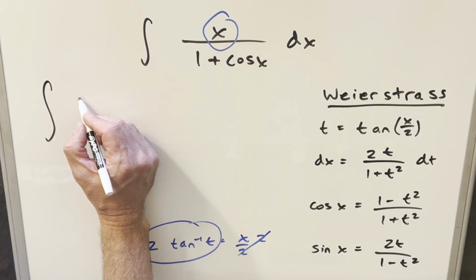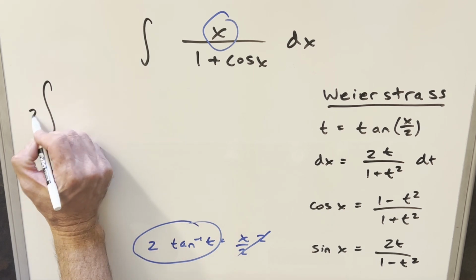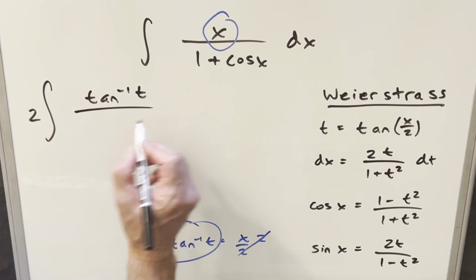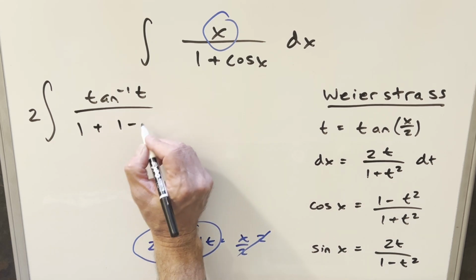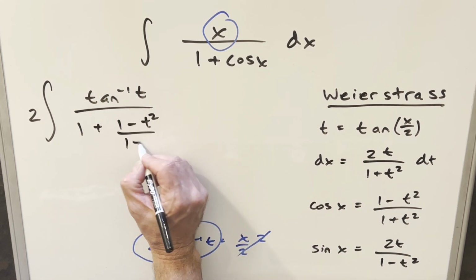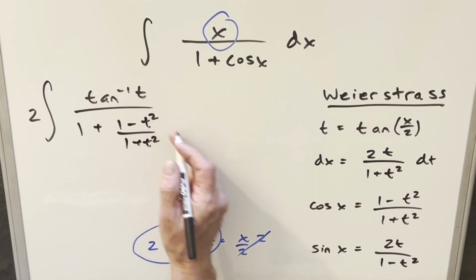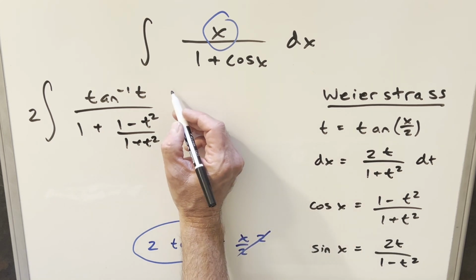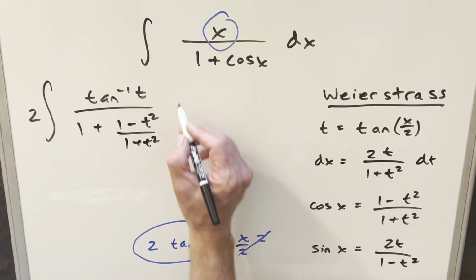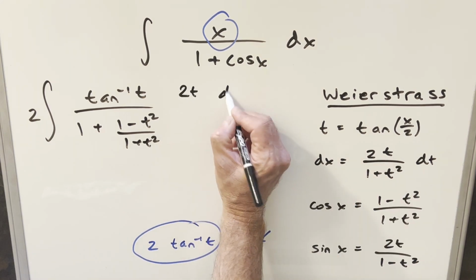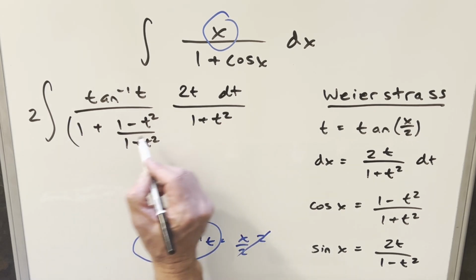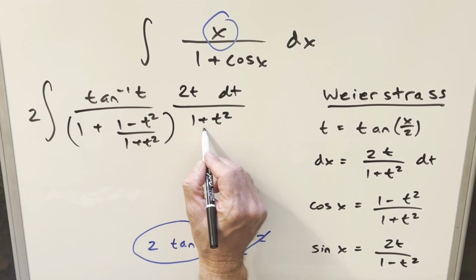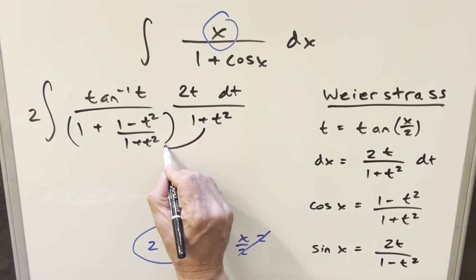So first our x is going to be 2 arctan of t, but I'll bring the 2 out front. Then in the denominator 1 plus cosine of x, I'm going to use this value right here: 1 minus t squared over 1 plus t squared. And then we need our value for dx. That's going to be 2t dt over the 1 plus t squared. And let me just put parentheses so we can see what's happening, because we're going to need to distribute this into the denominator.